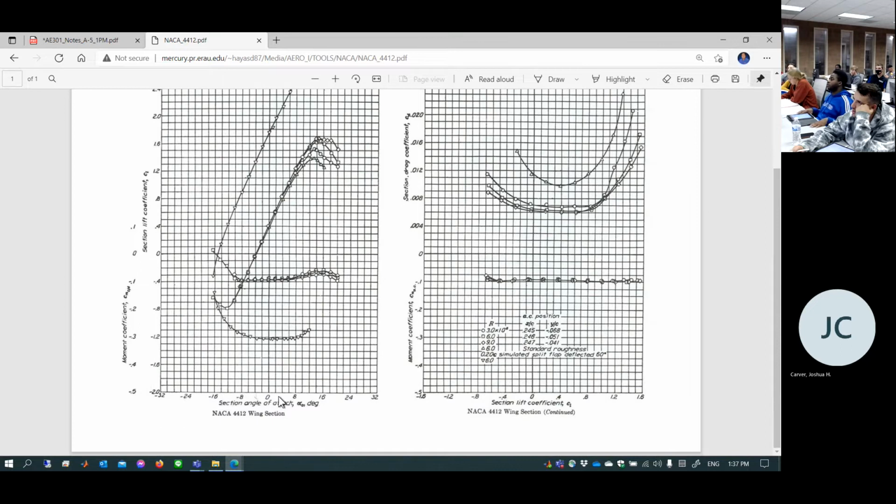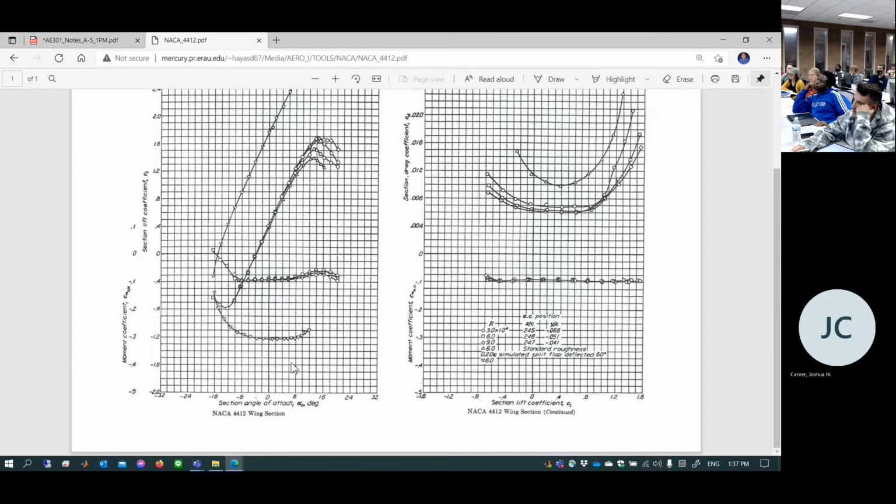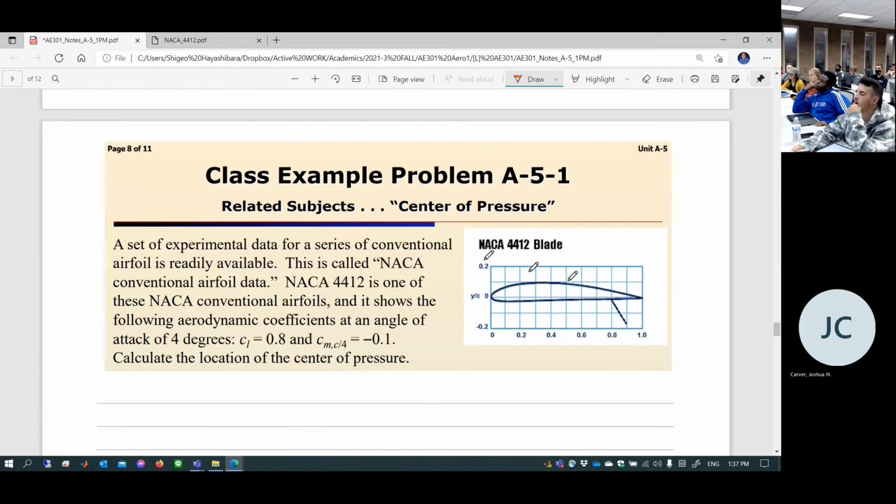So this is the lift coefficient versus angle of attack. How much lift can this airfoil cross section produce for, say, 2 degrees angle of attack? It looks like 0.4 CL, the lift coefficient. This is the shape, called the NACA 4412 cross section, one of the standard 4-digit shapes. NACA 4412 is one of these conventional NACA airfoils. We're going to cover that later, don't worry about it. And it shows the following data: at an angle of attack of 4 degrees, you can expect a lift coefficient of 0.8.